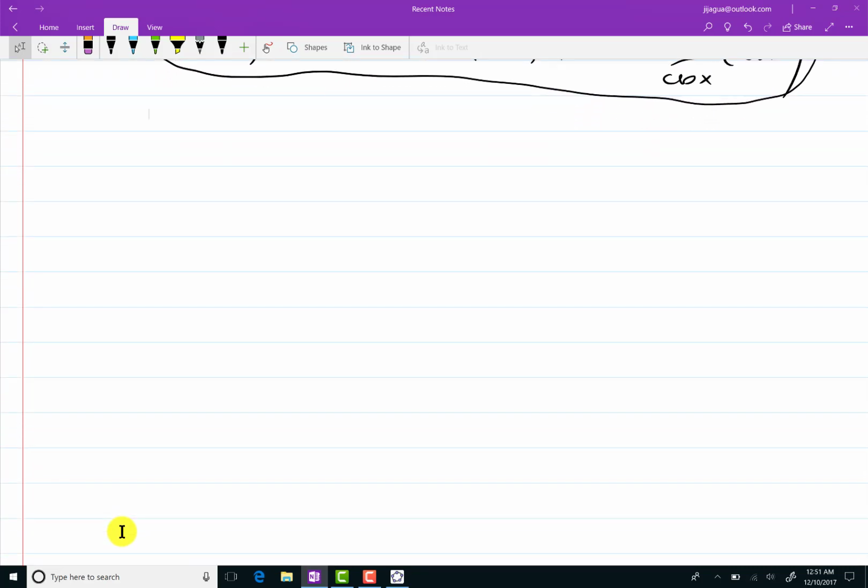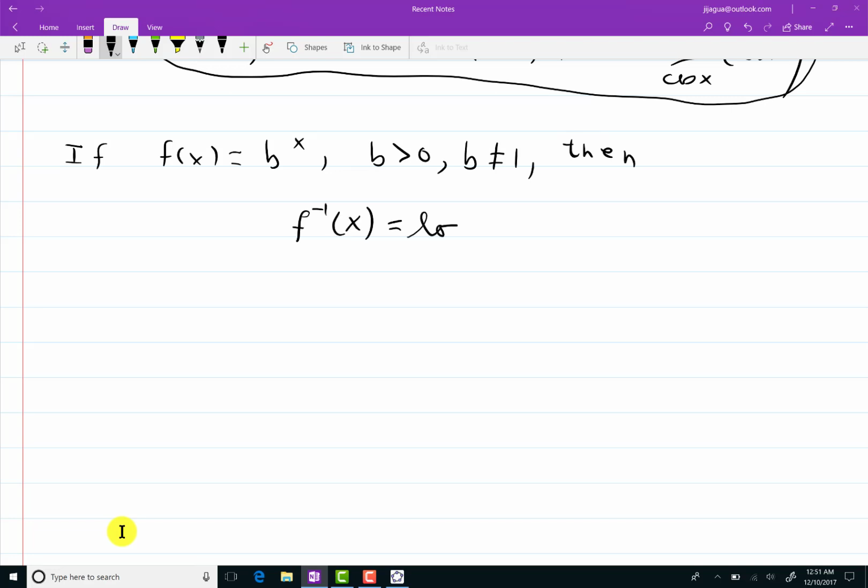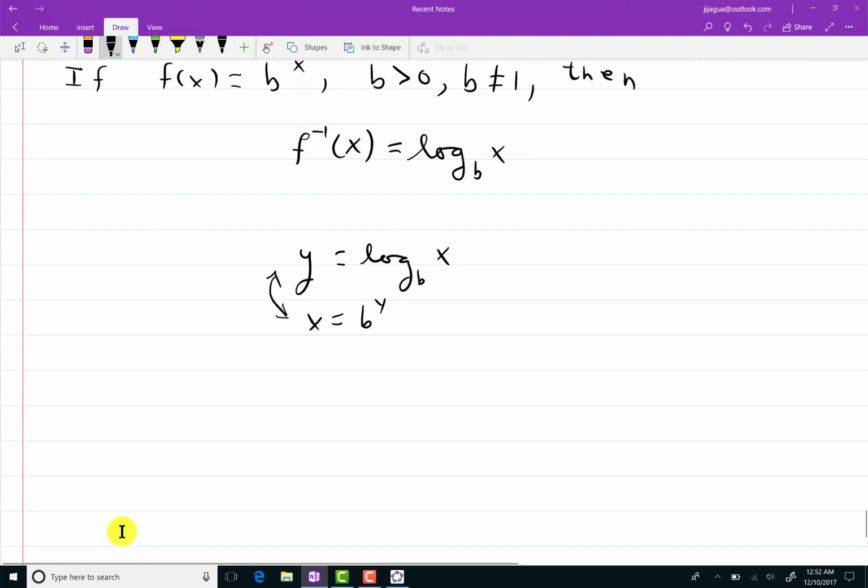Now let me go to more general exponential functions. If f of x equals b to the x, where b is greater than 0 and b does not equal 1, then we denote the inverse function, f inverse of x, as log base b of x. A lot of the times you'll be faced with an equation y equals log base b of x. To get out of it, to invert it, you get x equals b to the y. And this goes both ways. Each one implies the other one. So it's what they call an if and only if proposition there.